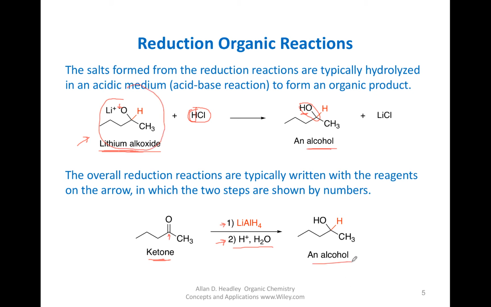So from here on, what you will see written is a ketone, for example, or a reactant reacting with a reagent in the first step, written by number 1. Don't forget that 1. And in a second step, there is hydrolysis to produce the covalently bonded molecule.